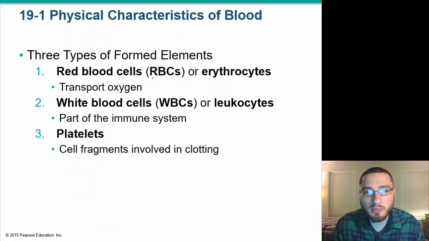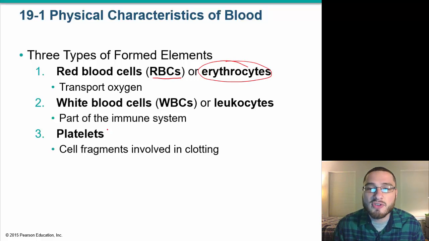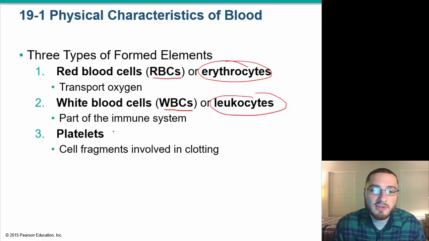Typically, we abbreviate red blood cells as RBCs. The scientific term is erythrocytes. White blood cells, WBCs, are called leukocytes. And then you have your platelets, which are involved in clotting.